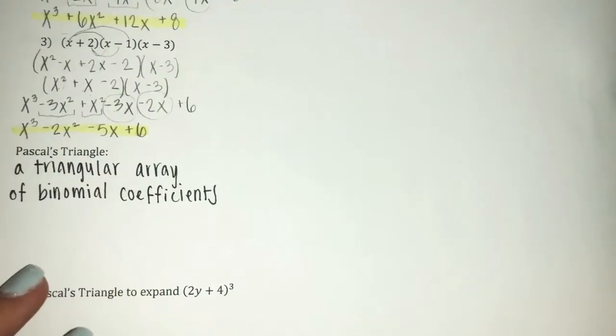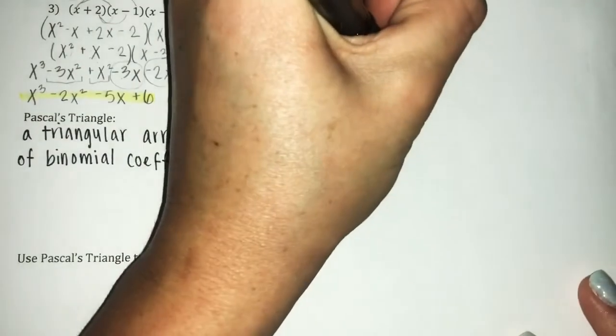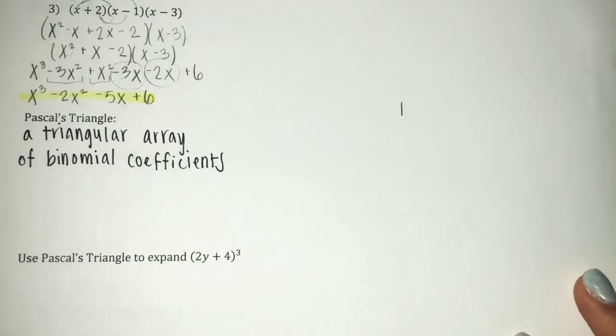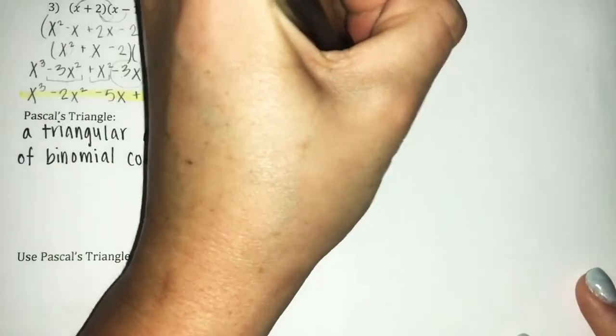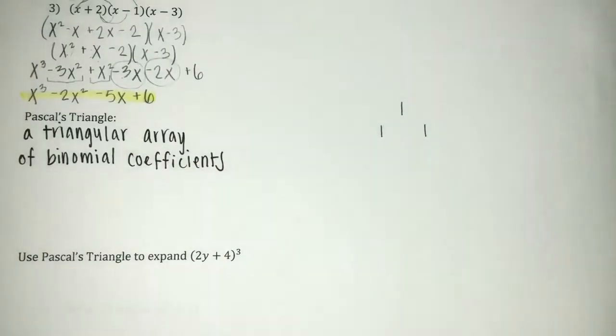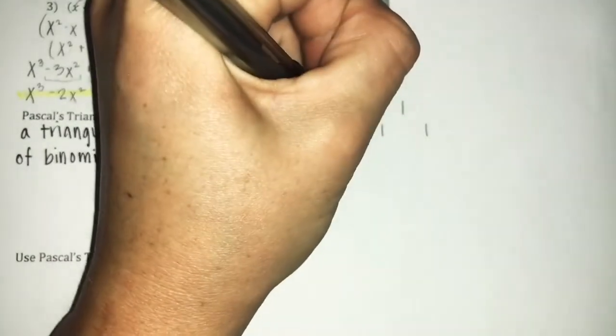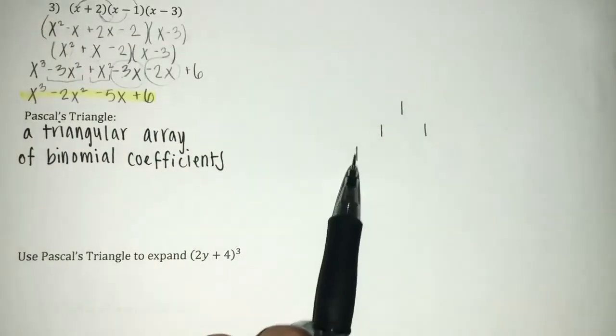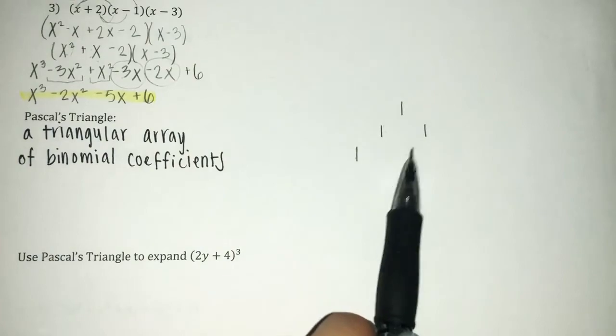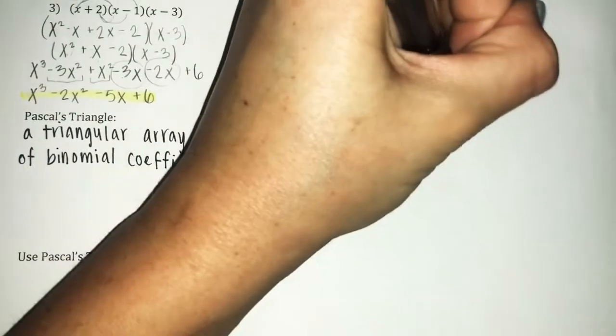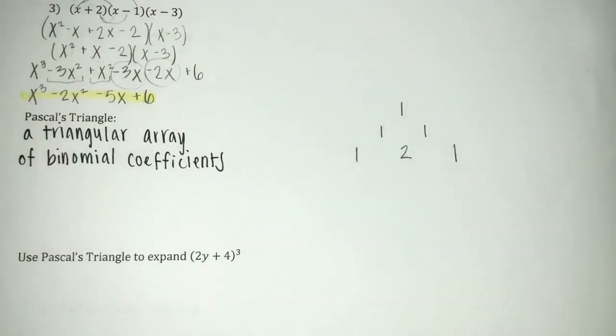So Pascal's triangle starts with a 1 at the top of the triangle, and then the second row is 1 and 1. And then with each next row, you take the sum of the numbers in the row above it. So the first number in each row is always 1. And then our next number would be the sum of the two numbers above it. So the sum of 1 and 1 is 2. And then the last number in each row is 1.